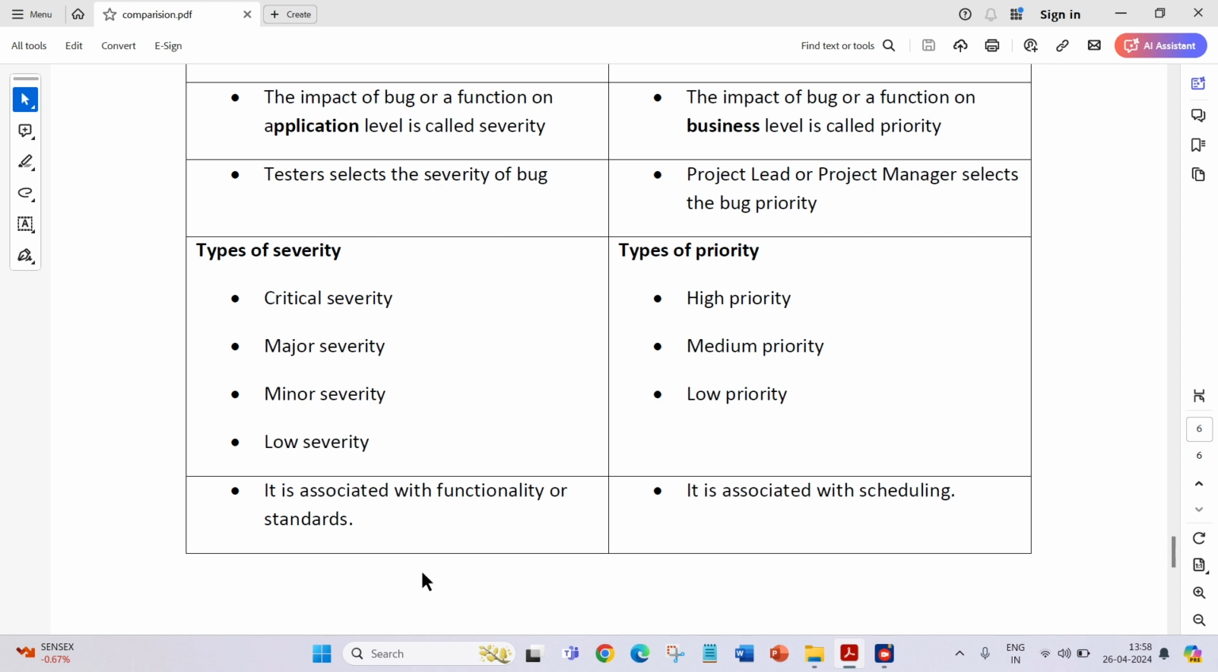The next difference is, the severity of a bug is associated with the functionality or a standard, whereas the priority of a bug is associated with the scheduling.